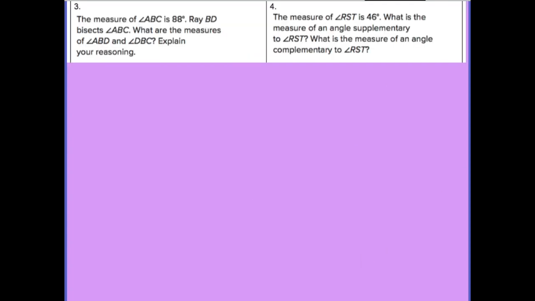All right, for the rest of this, we won't really be using the protractor. This one speaks about bisecting. So remember that bisect means it's going to cut it in half. All right, so I'm going to say the measure of angle ABD, and remember this makes two angles when it bisects, and the measure of angle DBC is, it's half of that, so 44 degrees.